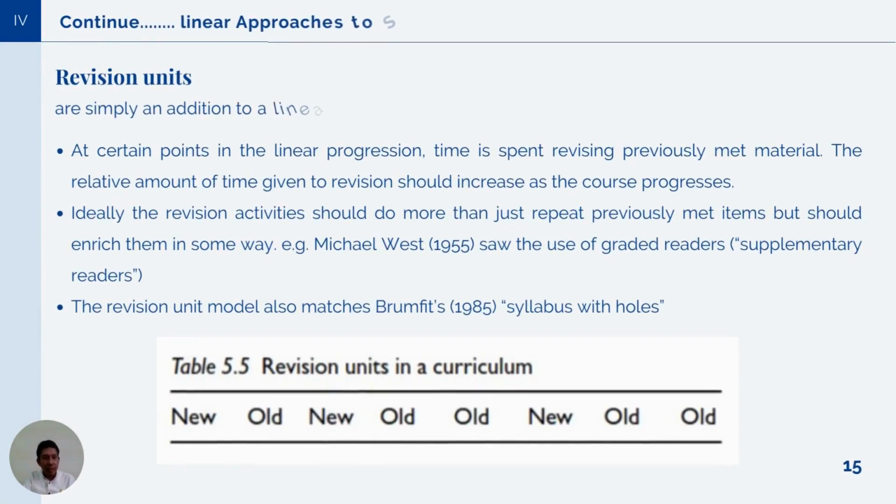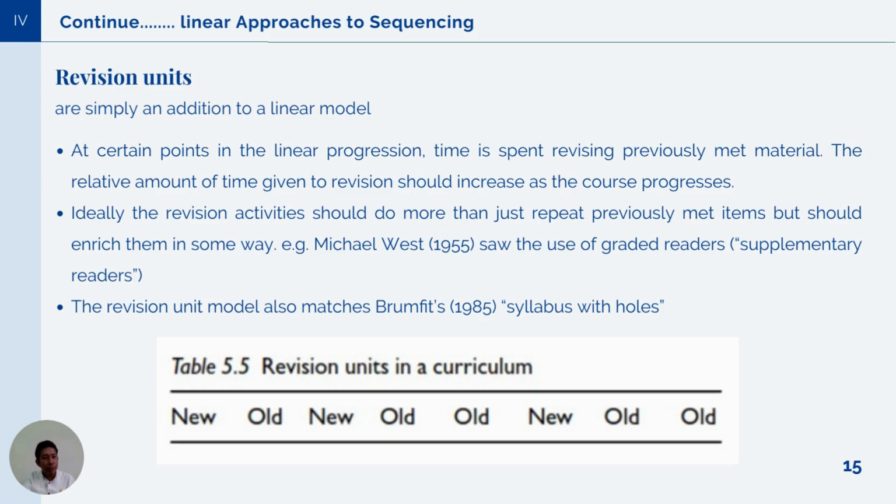The next is revision units. Revision units are simply an addition to the linear model. At certain points in the linear progression, time is spent revising previously met material. The relative amount of time given to revision should increase as the course progresses. Ideally, the revision activities should do more than just repeat previously met material, but should enrich them in some way.